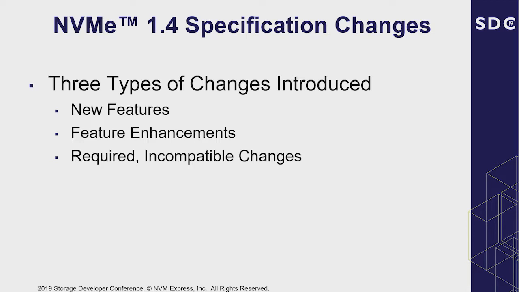So to start the presentation, we're going to go back a little bit and talk about what it takes to get ready for 1.4. We've come in and said it's important to take these steps. That first step is actually getting to 1.4, so we want to talk about the types of changes that have gone into this 1.4 spec. We've got changes that are new features and feature enhancements. These things are similar, but the important thing to take away is that there are a number of required changes that are incompatible with previous versions of the specification.